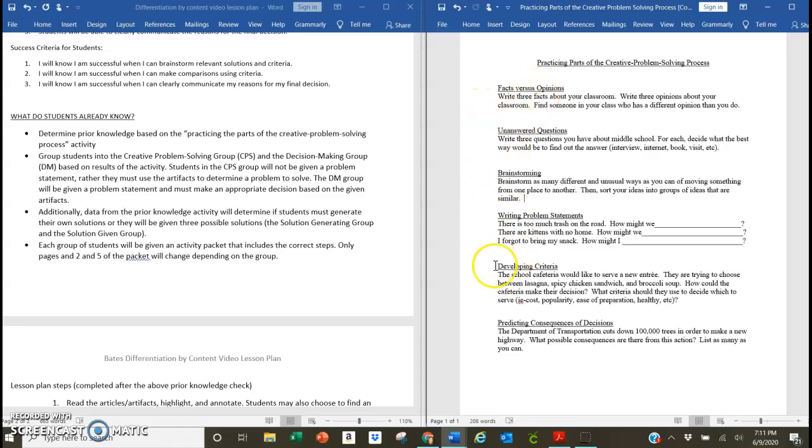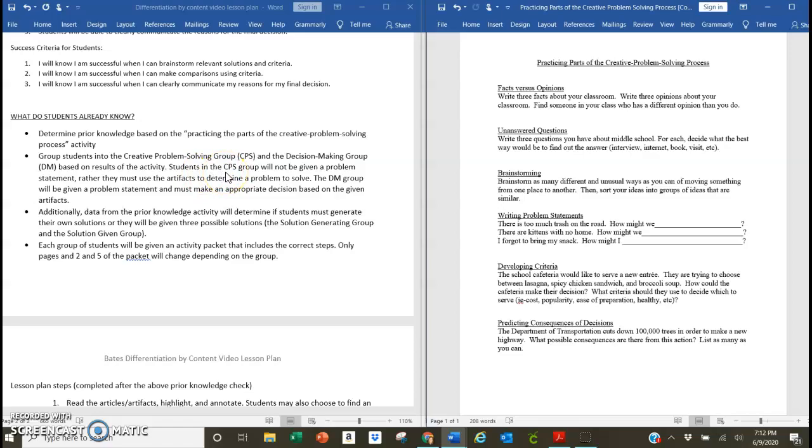This way I'm able to see if they have any deficiencies in the type of thinking they're going to need for the decision-making process. I will give everybody this a few days before the actual lesson. Then students will be grouped in 2 different ways. Based on the results of this activity, they'll be grouped into the creative problem solving group, CPS, and the decision making group, DM.